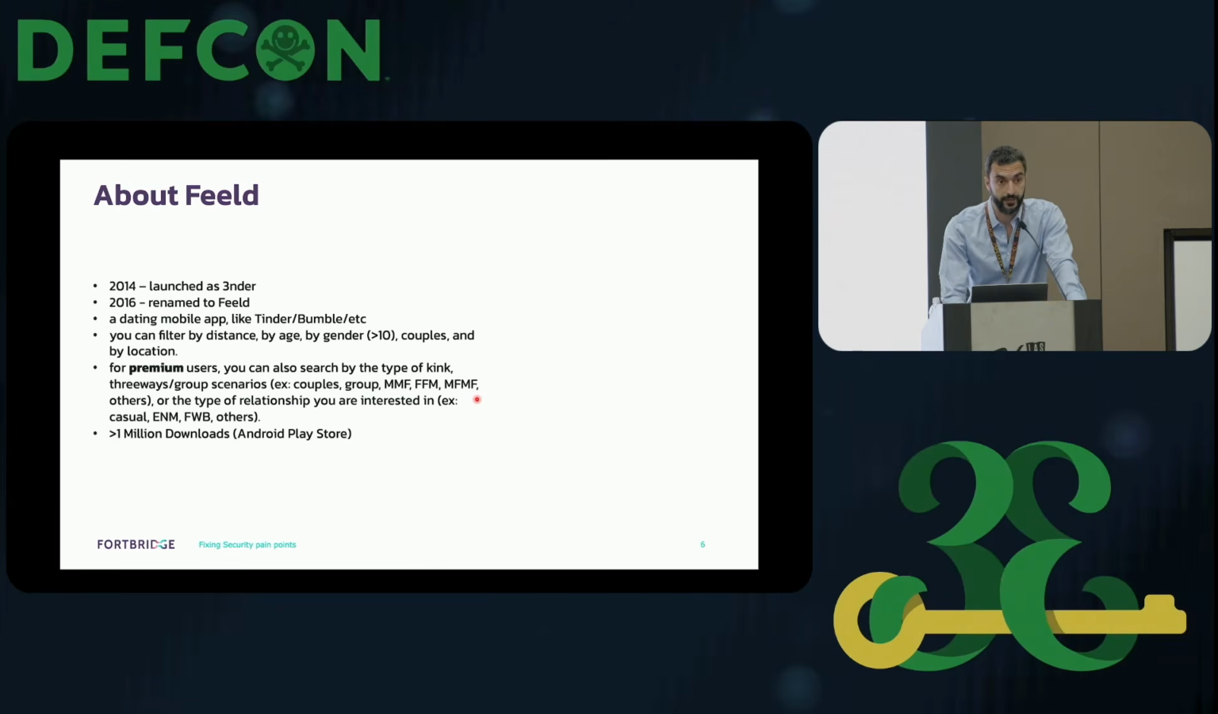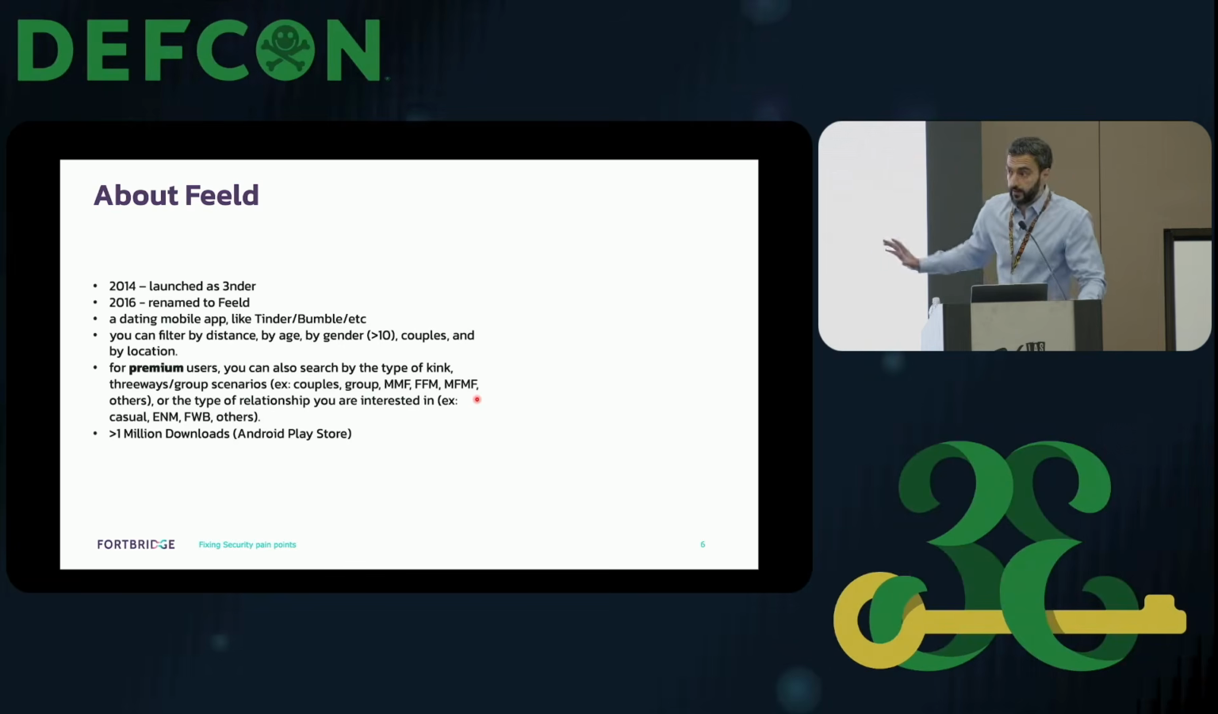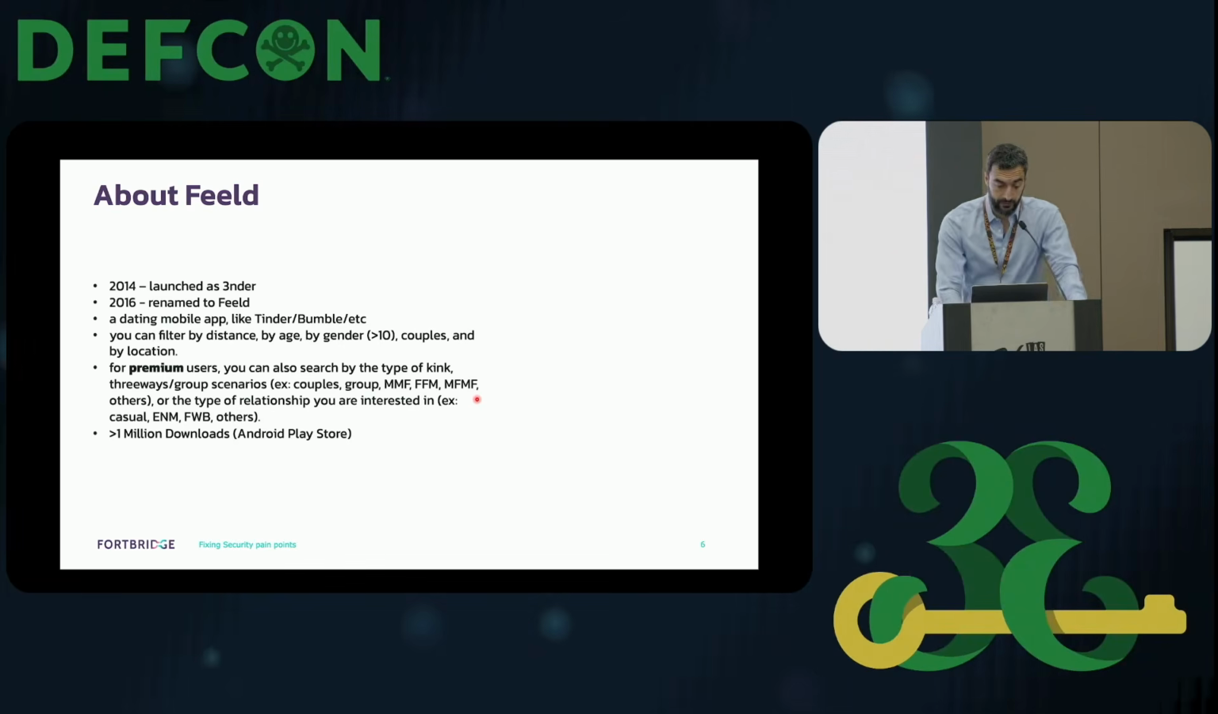Okay, let's see what Feeld is, our target for research for the security of the API regarding access controls. This dating app Feeld launched in 2014 under the name of Trender. As the name implies, Trender was focused solely on threesomes. In 2016, because of a naming conflict with Tinder, they changed their name to Feeld, and they became more open to the idea of dating.